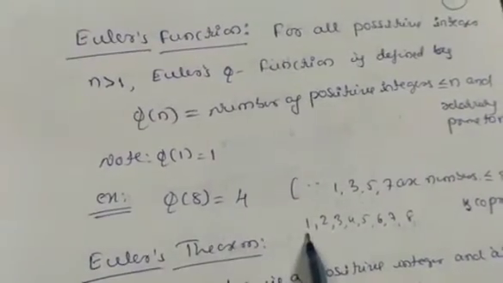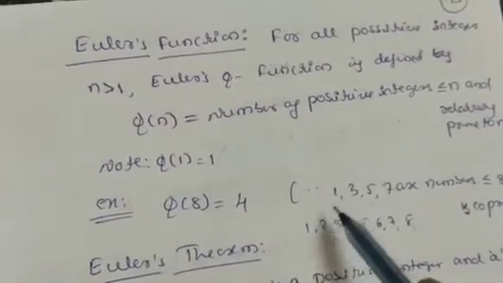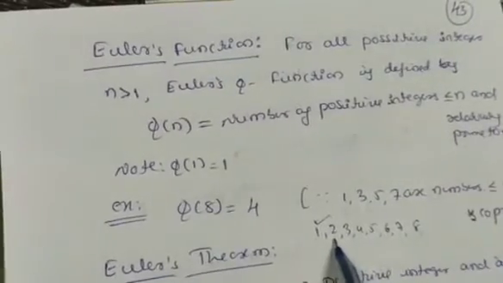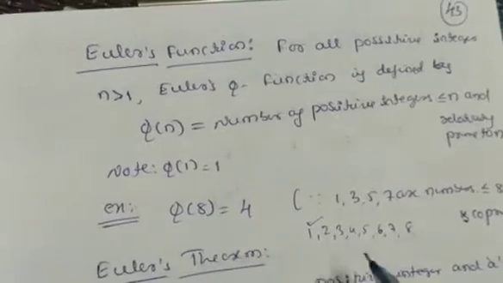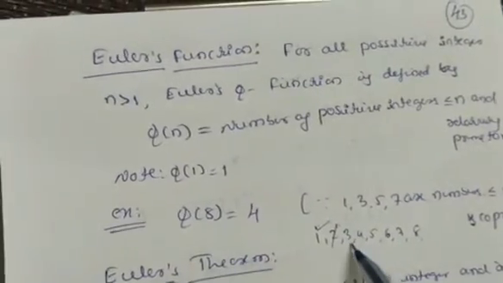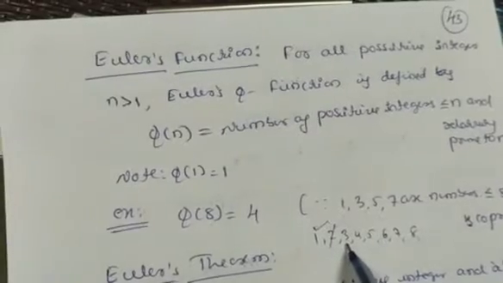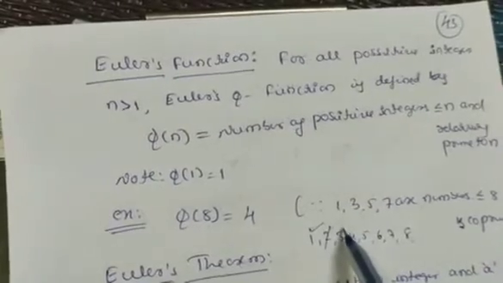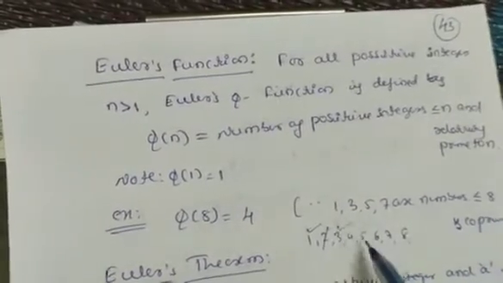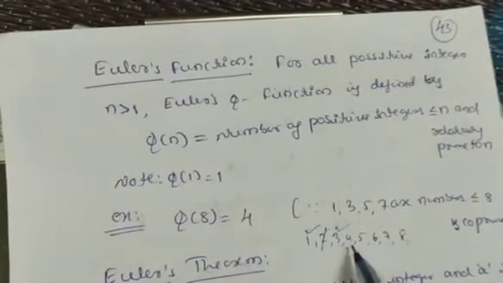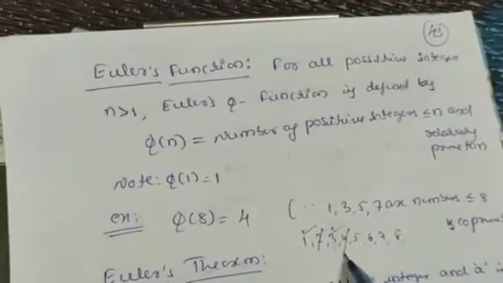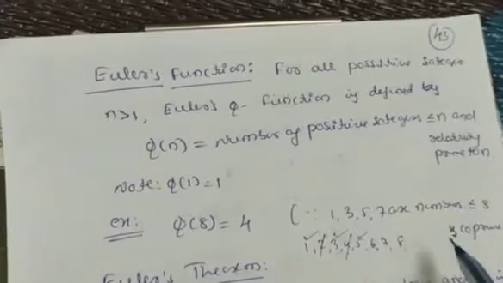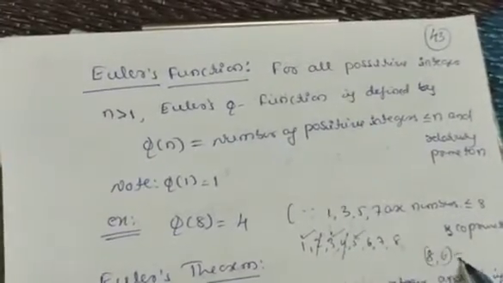So 8 and 1 have common divisor 1, so we can take 1 as part of phi of 8. 2 and 8 have the common divisor 2, so 2 is not relatively prime to 8. 8 and 3 have only 1 as the common divisor, so 3 is also relatively prime to 8. GCD of 4 and 8 is 4, therefore 4 is not relatively prime to 8. 5 is relatively prime to 8. And 6 is not relatively prime to 8, because 8 and 6 have the common divisor 2.